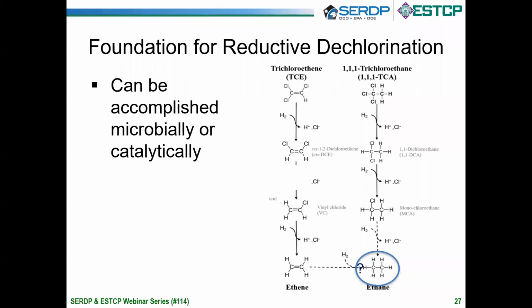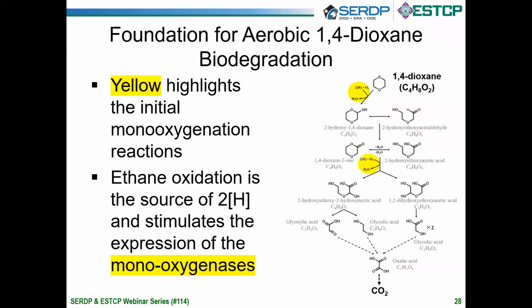Now, what's really important here is that at the very bottom, you'll see circled in blue ethane. So our goal here is to get absolute complete reduction all the way to ethane, whether we're starting with TCA, which is already an ethane, or we're starting with TCE, which is an ethene. So we want to be able to do that last step for ethene, the TCE. Okay, so that's sort of the scientific foundation for the first step, reductive dechlorination.